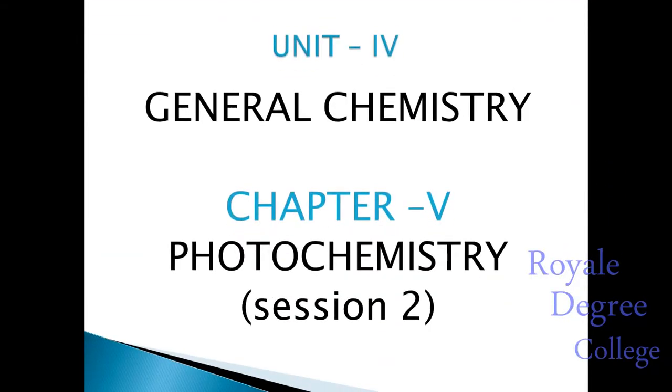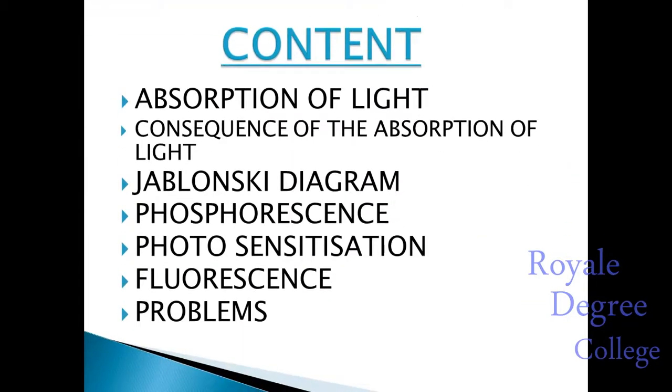As we are dealing with Unit 4, General Chemistry, today we'll see Chapter 5, Photochemistry, in this session 2. We'll study about the absorption of light, consequences of the absorption of light, Jablonski diagram, phosphorescence, photosensitization, fluorescence, and problems.